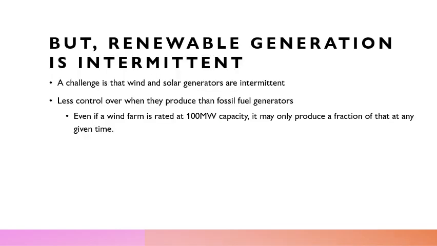The problem, though, is renewable generation is intermittent. This is the main problem with renewables. A challenge is that wind and solar generators are intermittent. There's less control over when they produce than fossil fuel generators. So even if a wind farm is rated at 100 megawatt capacity, it may only produce a fraction of that capacity at any given time. And its capacity utilization, or its generation, may fluctuate on an hourly basis.